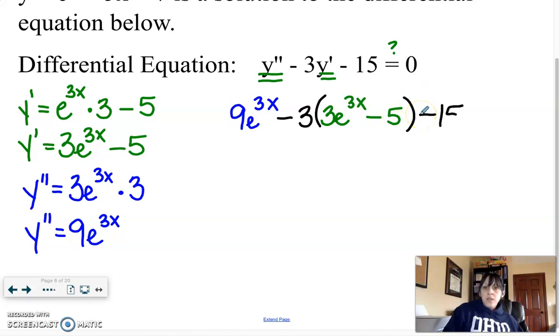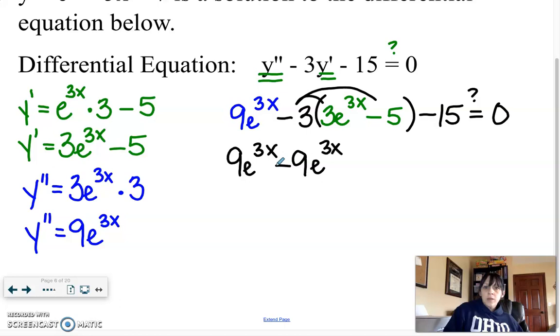And then minus 15, and the question is, does this equal 0? So we're going to do the math, basically just kind of algebra now. So we're distributing this negative 3, and then we'll see what happens. So when you distribute the negative 3, you get negative 9e to the 3x plus 15.